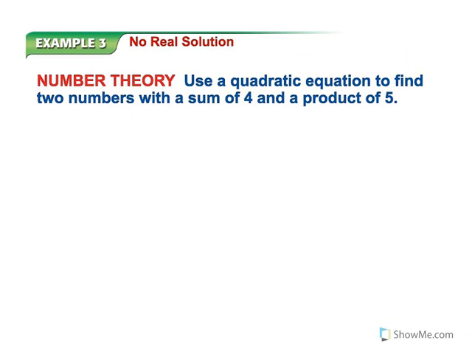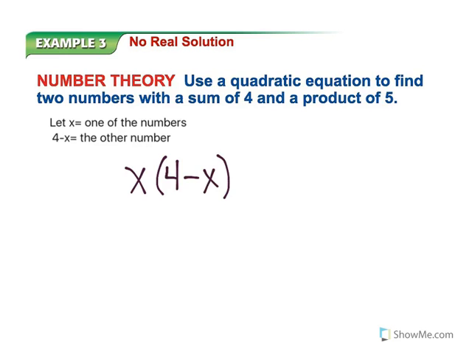Next example, we're going to use a quadratic equation to find two numbers with a sum of 4 and a product of 5. Okay, so the first thing we need to do is let x be one of the numbers. And since we know that one of the numbers is x and they have to add up to 4, we can actually get the other number by saying 4 minus x, and that'll give us the other number. And we know that the product of these two things need to equal 5. So if I take x, which is one of my numbers, and I take 4 minus x and multiply it, this product is going to equal 5.